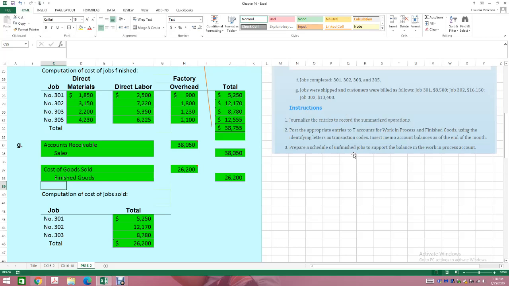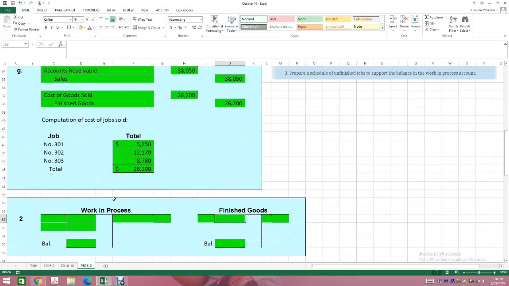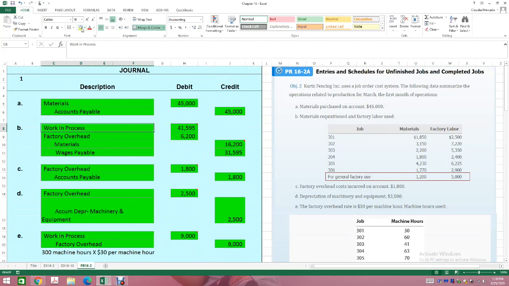Now, requirement 2 is telling you to post the appropriate entries to the T accounts for work in process and finished goods, using identifying letters as transaction codes, and insert memo account balances as of end of month. So now they're asking us to calculate the ending balance for work in process and finished goods, only for those two accounts. I'm going to go up to my journal entries and find anything that deals with work in process, and I'm going to highlight them a different color so it stands out to me.